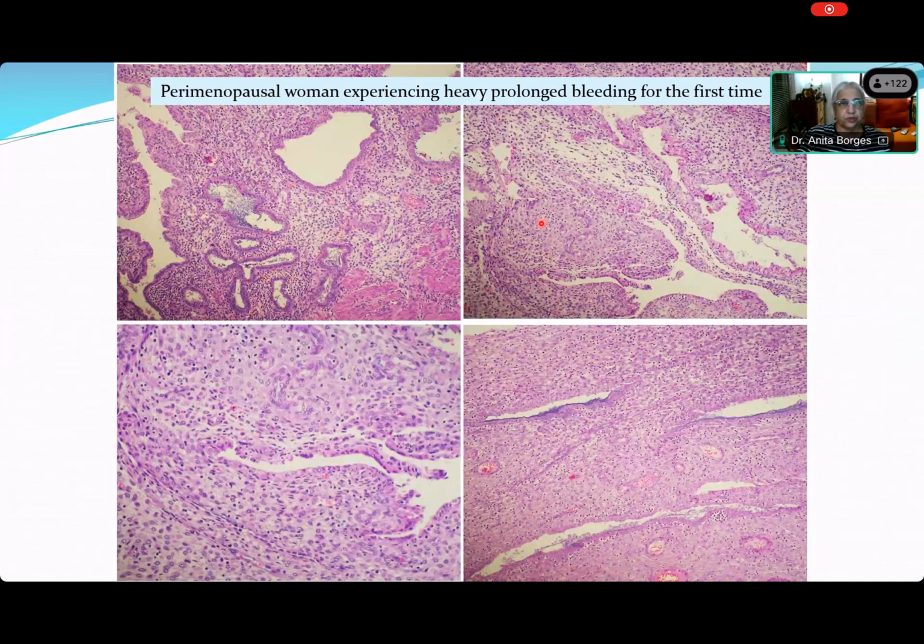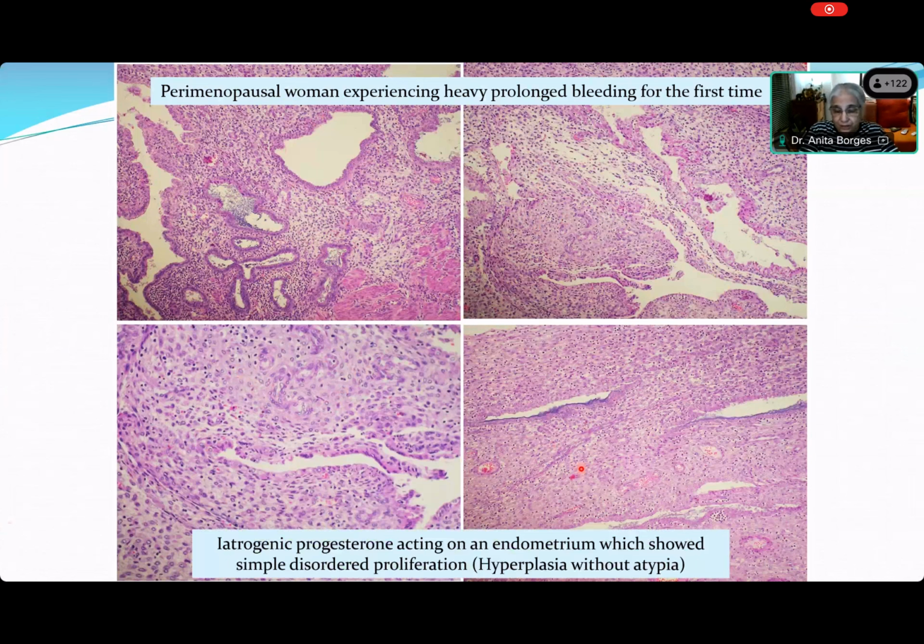How do we know that there is progesterone in the system? No mitosis. No proliferating glands. I can see no decidualization. No mitosis, ma'am. Very good. Yes, no mitosis. Finally, everybody has got it. There is no mitosis. And look at the decidualization of the stroma. So this is iatrogenic progesterone acting on an endometrium, which shows simple disordered proliferation.